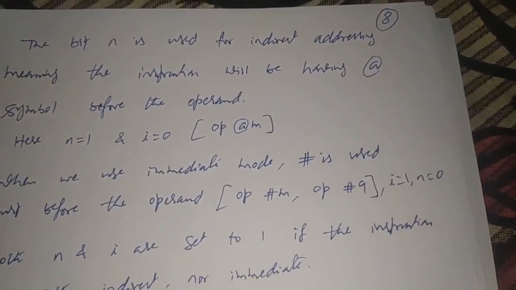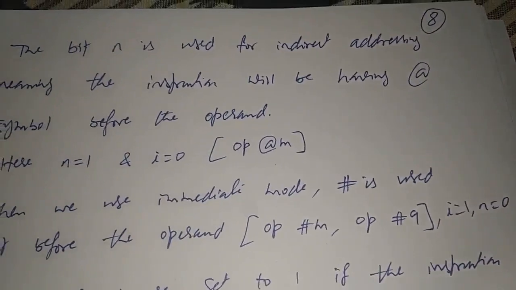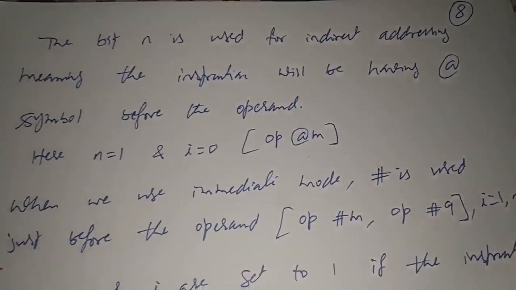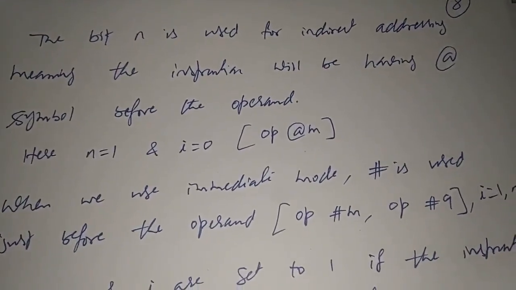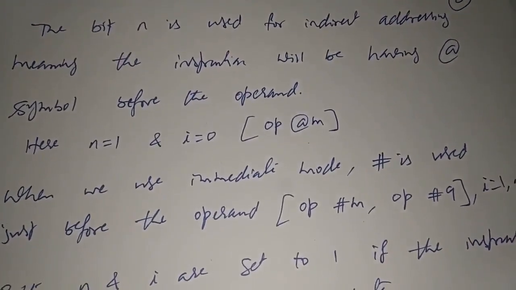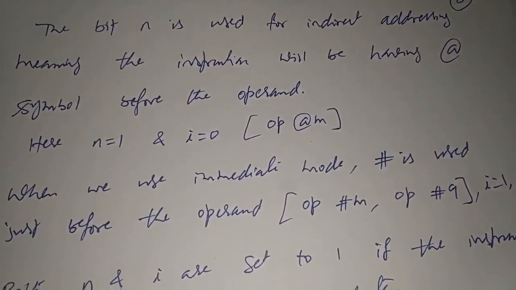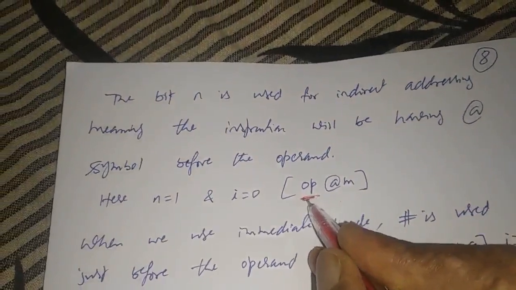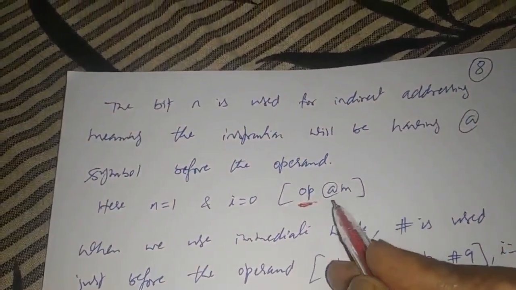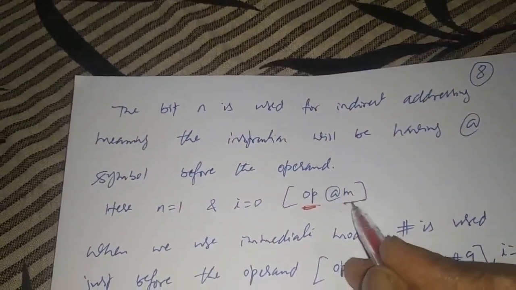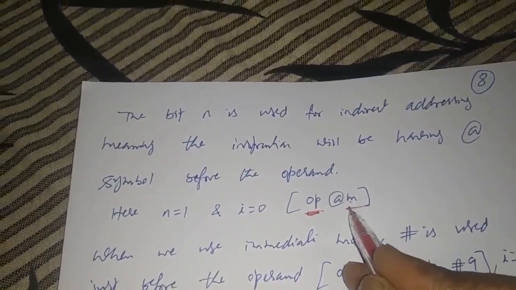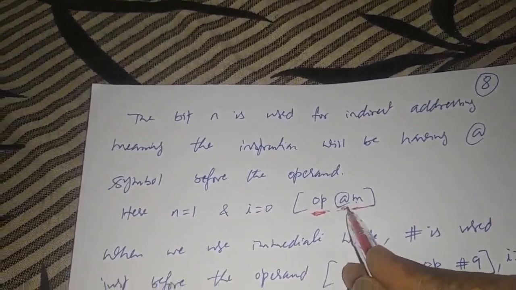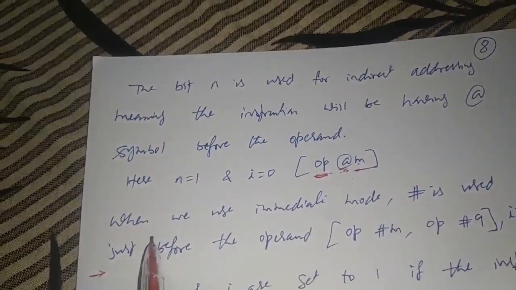Now the bit N is used for indirect addressing, meaning the instruction will have the @ symbol just before the operand. Here the value of N is set to 1 and I is set to 0. So the example can be like this. This is the mnemonic or opcode. This is the operand. Just before M, which is the operand, we have the @ symbol. So this indicates it is indirect mode of addressing.